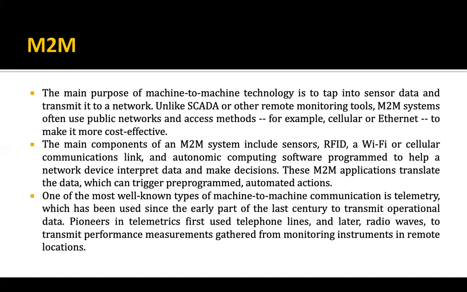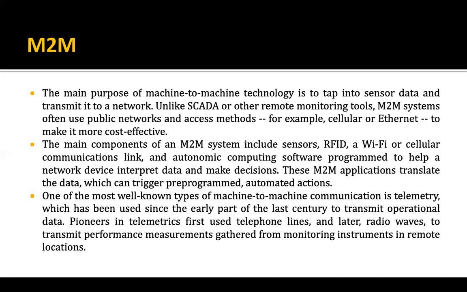M2M systems often use public networks or access methods, for example cellular or ethernet, to make it more cost effective. The main components of an M2M machine include sensors, RFID or Wi-Fi or cellular communication links, and automatic computing software programs to help a network device interpret data and make decisions. So M2M uses technology like RFID, sensors, Wi-Fi, cellular communication, and different automated computing software, which will do the computing based on the data that has been received.